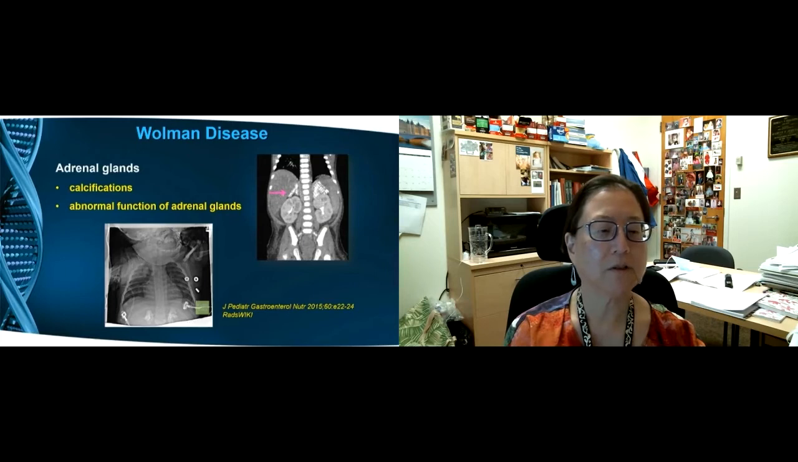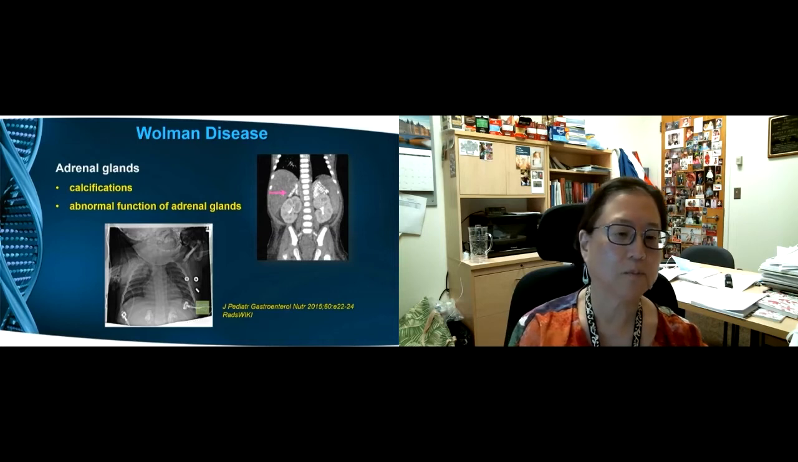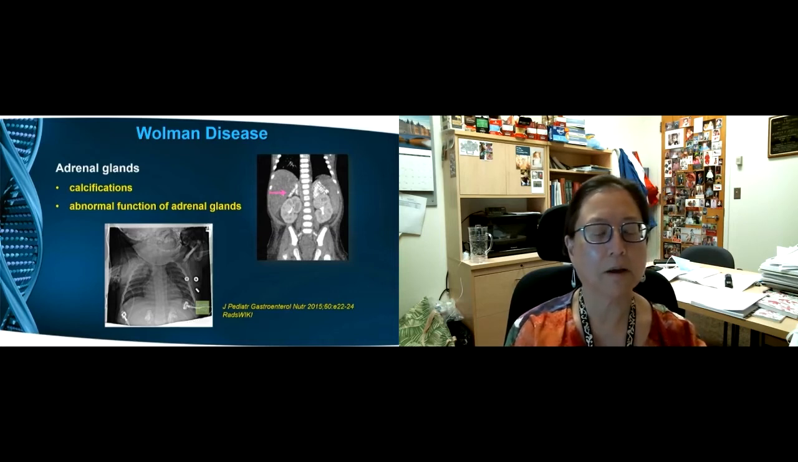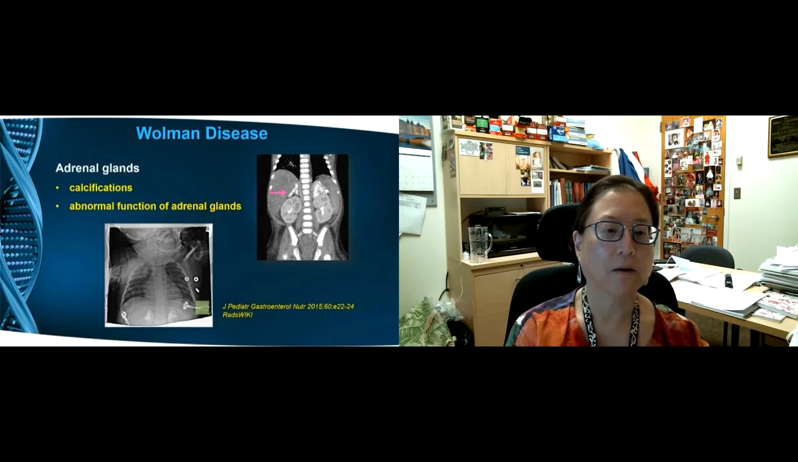And typically patients with Wolman's disease will also have calcifications found in the adrenal glands. As you can see with the arrow in the right upper hand photograph, you can see the white areas, the dense white areas that kind of look like a V. So that is calcifications in the adrenal gland.